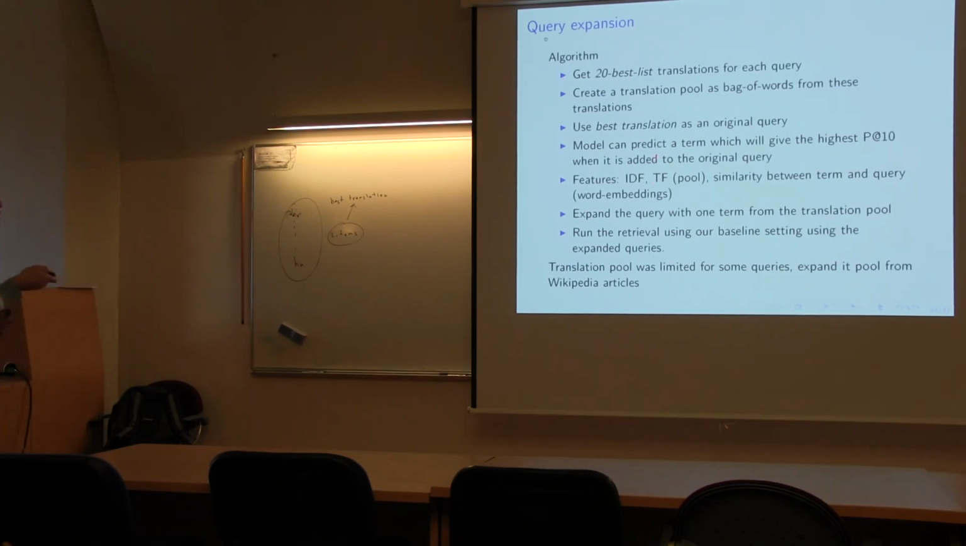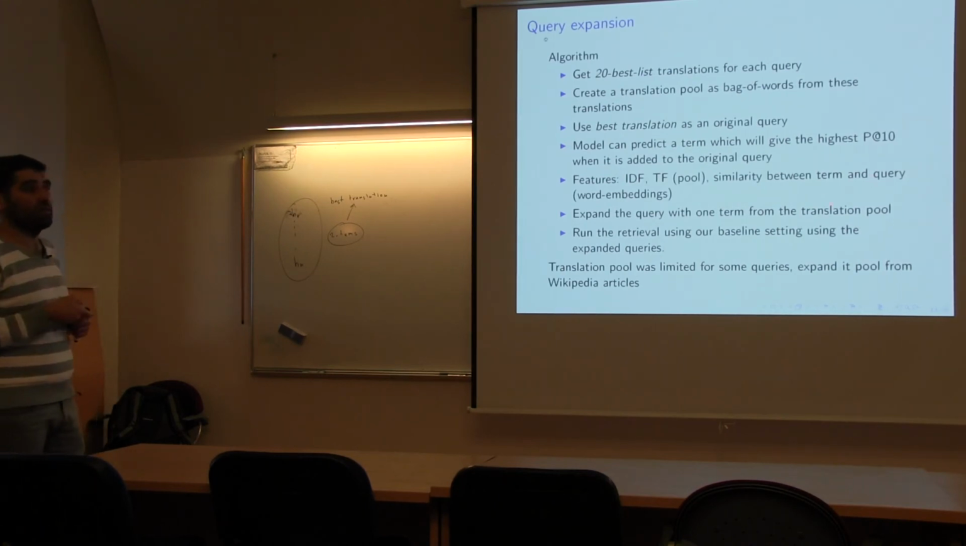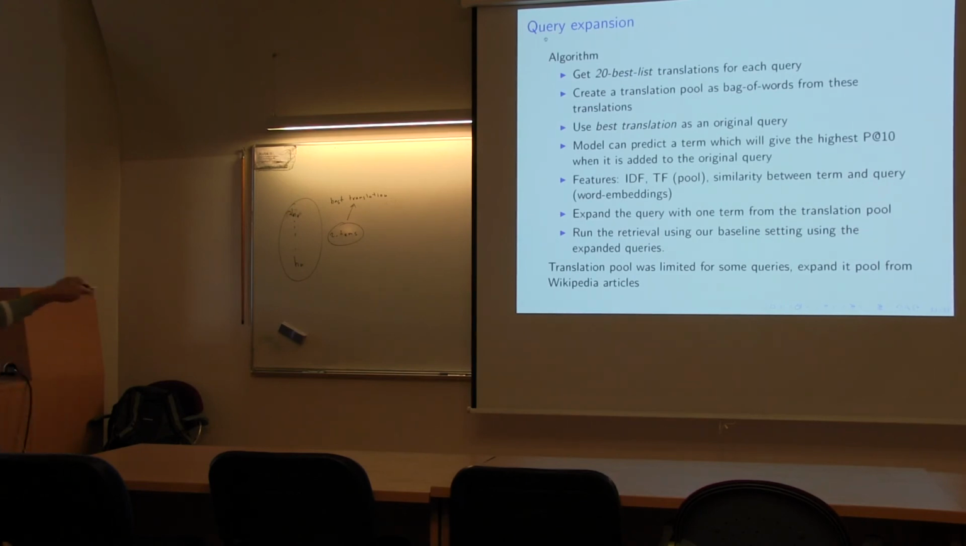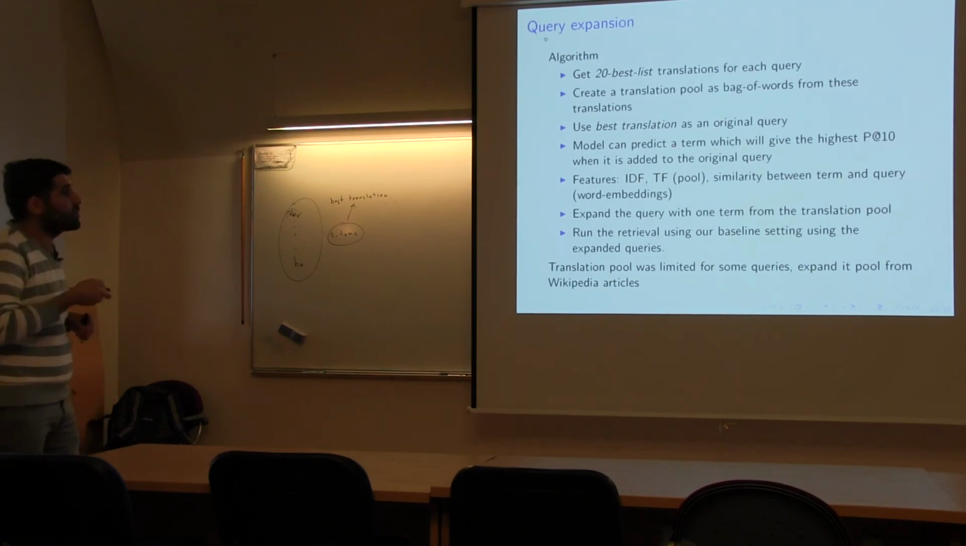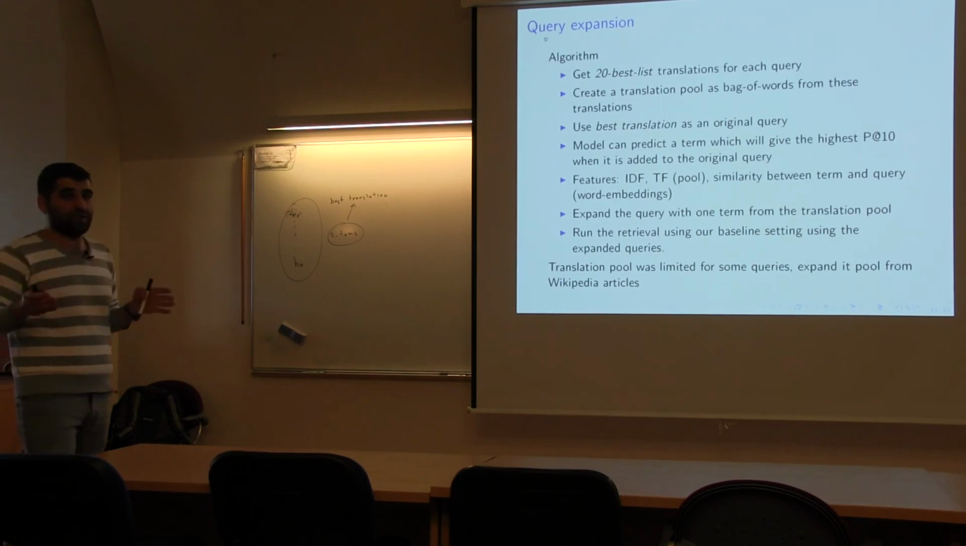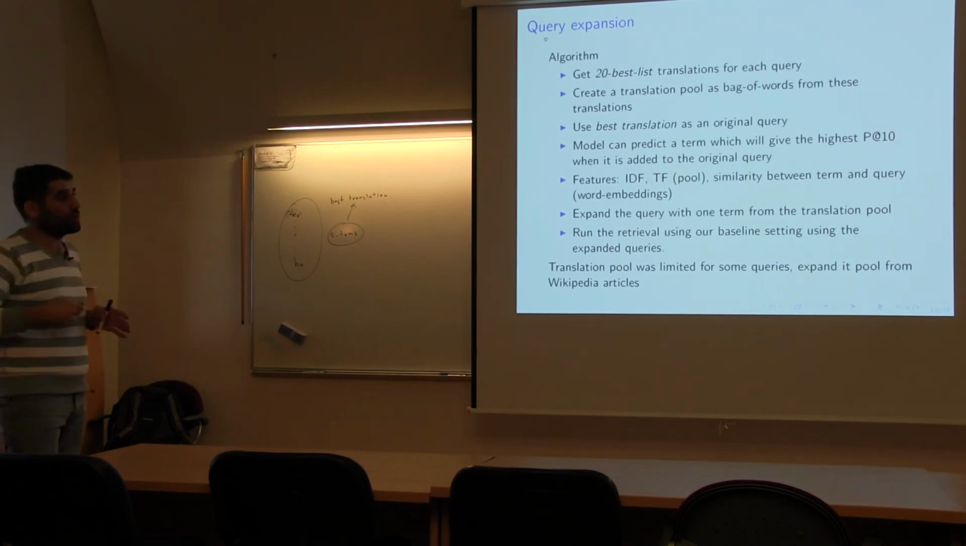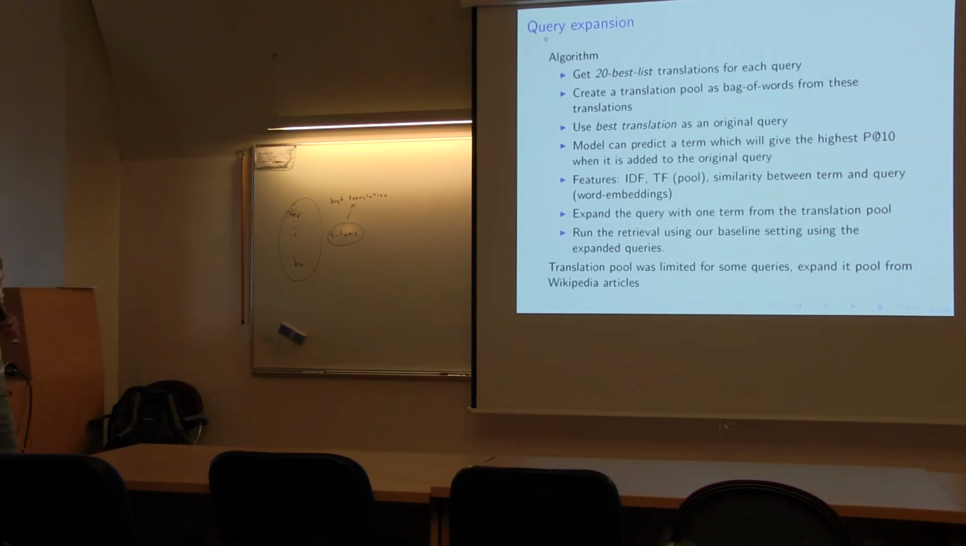So the model is required to predict which terms we can add to the original translation to increase P at 10. Actually here we predict more than one term. Sorry for the typos. What we did, we first try to add multiple terms, 1 term, 2 terms, 3 terms to the original translation, and to check which of all of these new queries can give the highest P at 10.